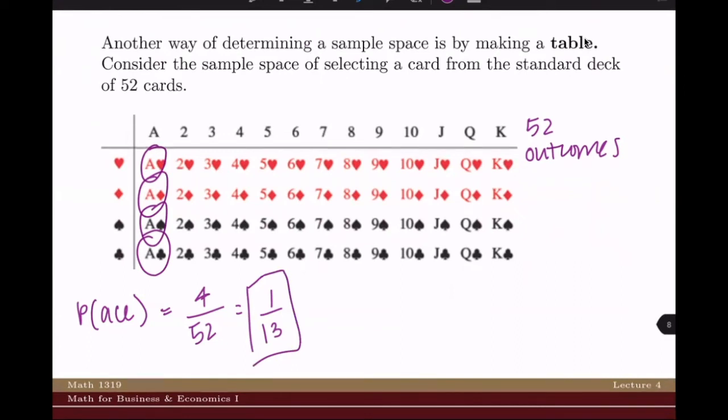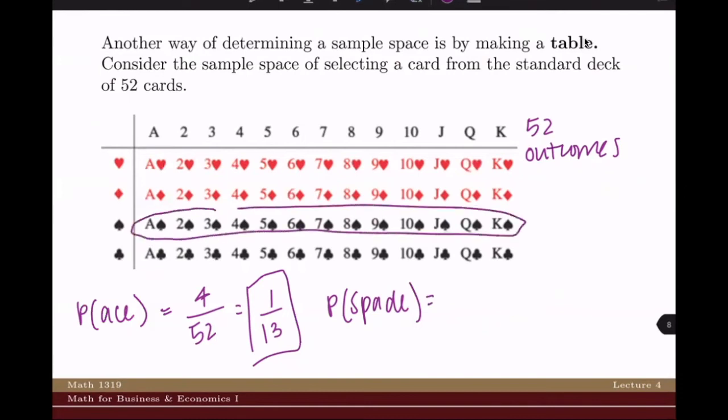Similarly, if you wanted to find the probability of drawing, say, a spade, you could count all of the spade cards as well. So if you count all of these cards, you would get 13 total spade cards. So that would mean we would have 13 out of 52, which simplifies to a fourth.